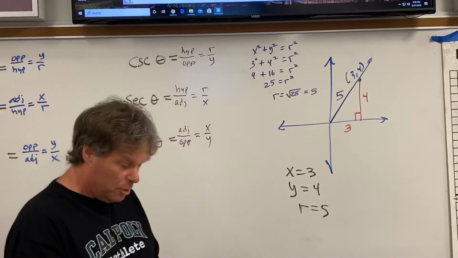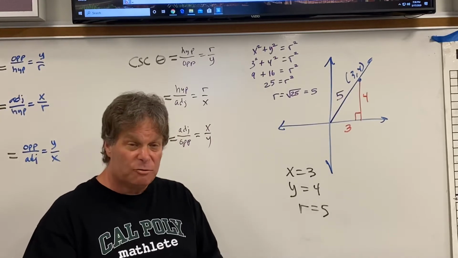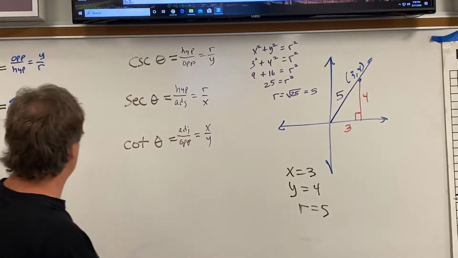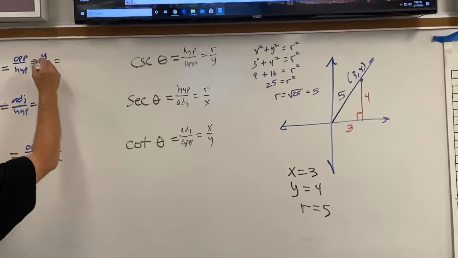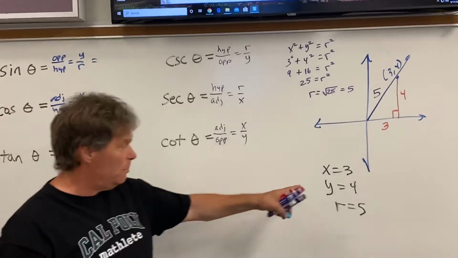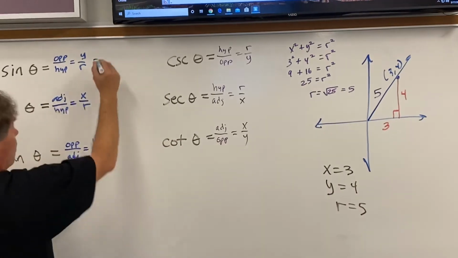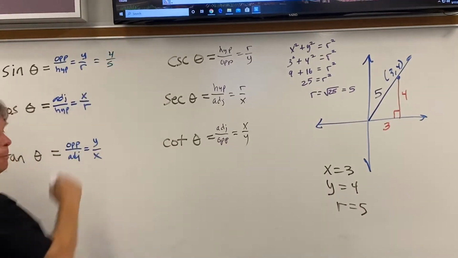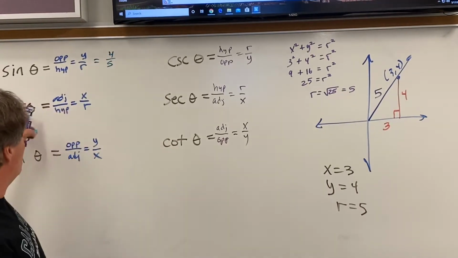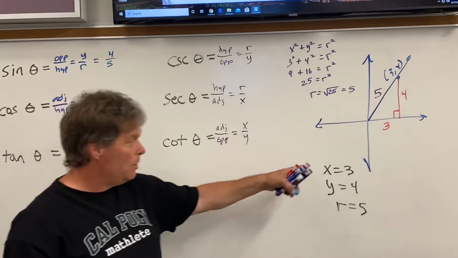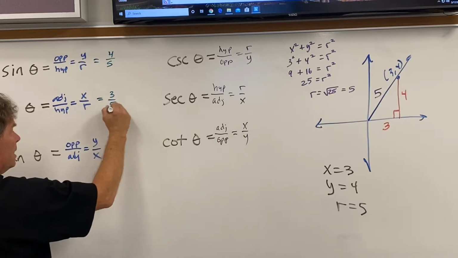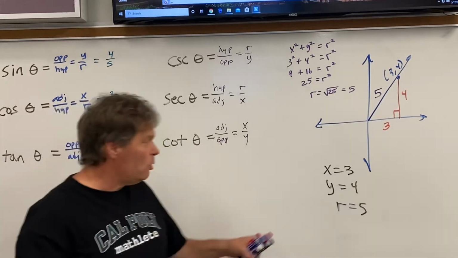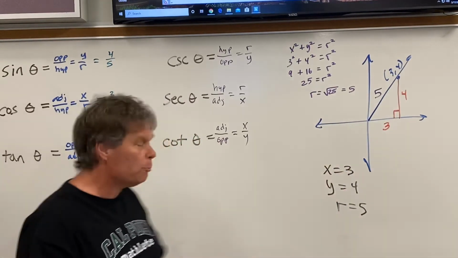There's my 3 numbers. And now finding the trig functions is a piece of cake because you just go, okay, sine is going to be y over r, which is 4/5. Cosine is x over r, 3 over 5. Tangent is y over x, which is 4 over 3.